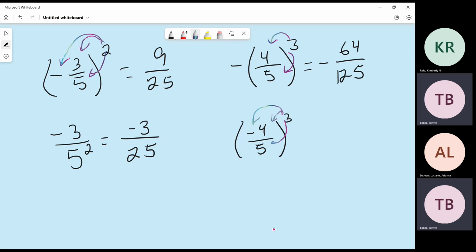So this one, I have to do the 3 to everything. What's negative to the third power? So what do 3 negatives give you? That would be a negative. So then 4 to the third power is 64, and 5 to the third power is 125. So actually, these two answers come out to be the exact same thing. That's fine, just because it was to the third power and not to the second power. So this negative sign stays.